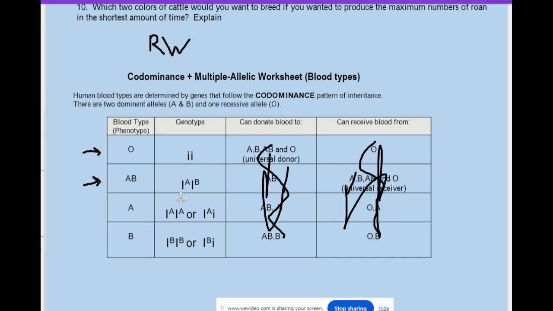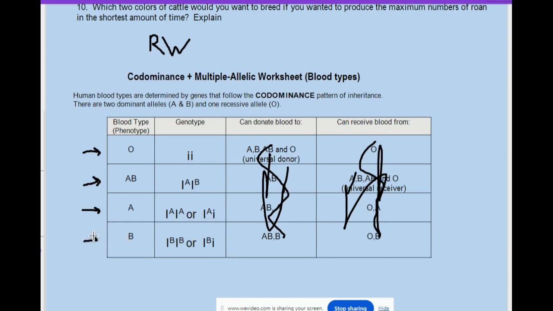There's only one genotype for AB. You got to have an A allele, which is big I A, and a B allele, which is big I B. All right, easy so far, pretty easy. Type A blood, 2 genotypes. You can be homozygous. So you have big I A, 2 type A alleles. But you can also be heterozygous. Big I A, the A allele, and the recessive O. Since O is recessive, A is dominant, you're going to have type A blood.